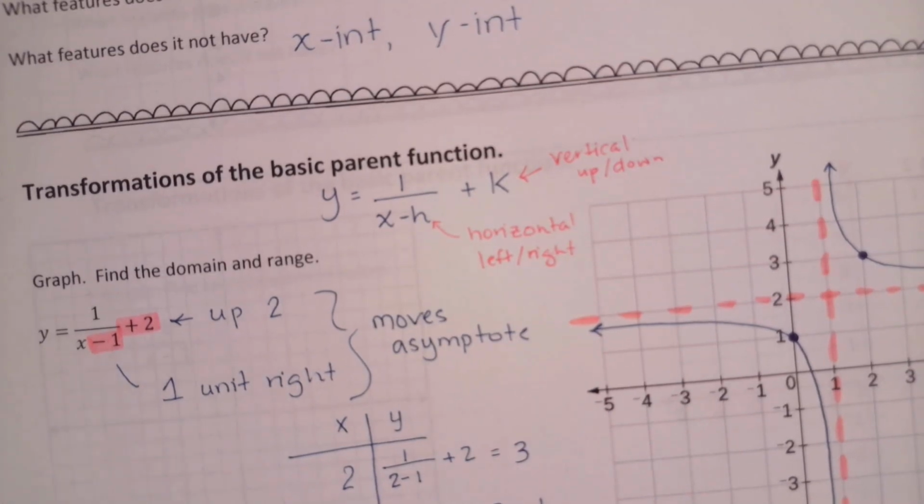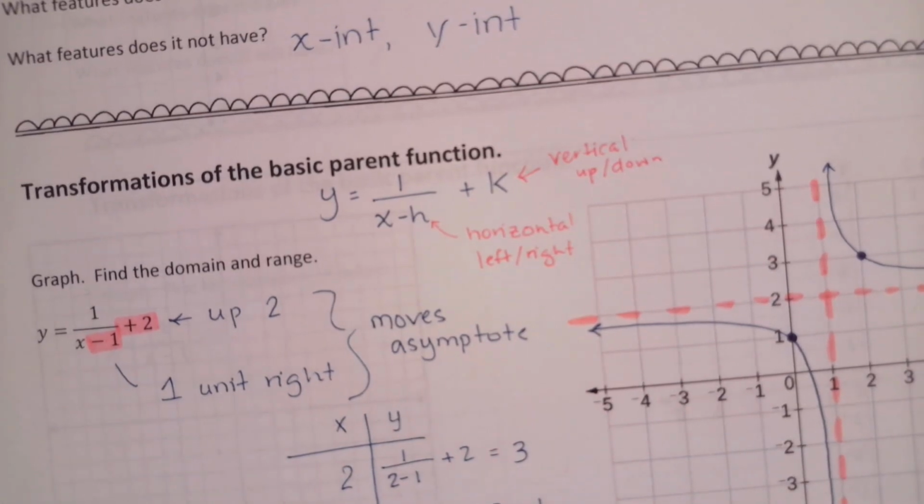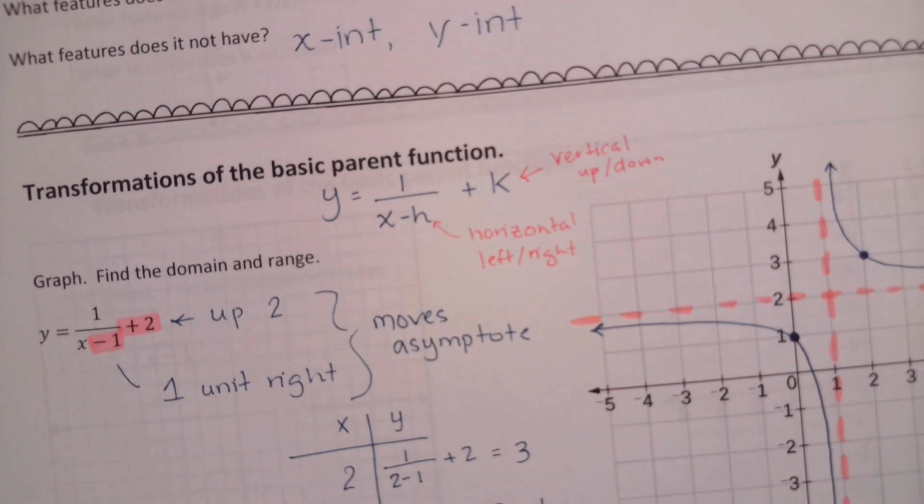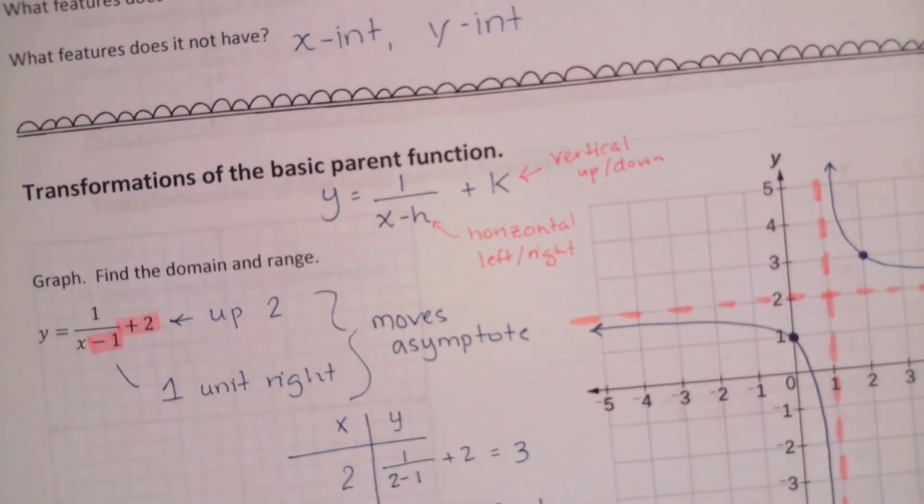Okay, write me a rational function that's moved right 4 and up 1. It's translated right 4 and up 1. Yours is left 4, right 4.